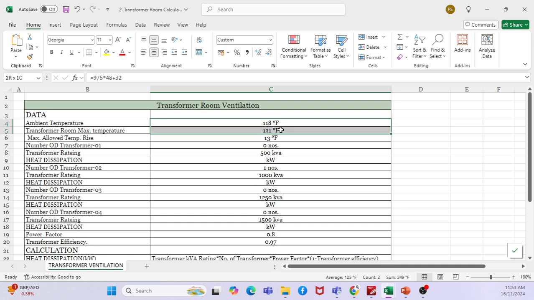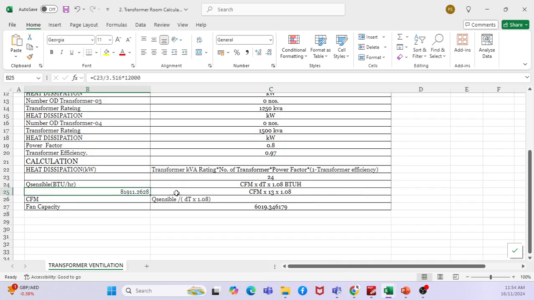So what is the temperature difference? 13 degrees Fahrenheit. Okay, now we know the heat dissipation, we know the delta T, and we know the other value, which is the factor, which is 1.08. So now you can calculate the fan capacity, right? Clear, right? The fan capacity in CFM. If you want to convert into meter cube per hour, or into liter per second, we can convert by using the equation. Clear? So now we calculate the fan capacity.